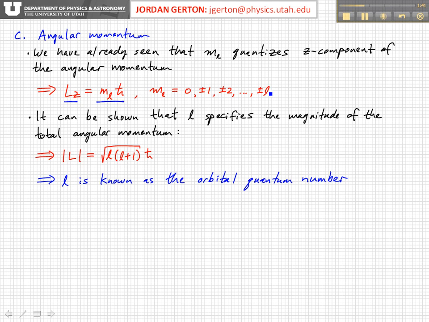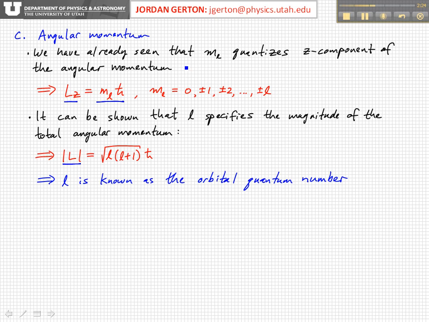It can also be shown, and this is typically included in a more advanced quantum mechanics textbook, that the quantum number L specifies the magnitude of the total angular momentum, in that the magnitude of the total angular momentum L is equal to the square root of little l times little l plus 1, times h bar. For this reason, L is known as the orbital quantum number, because it specifies the magnitude of the total orbital angular momentum.